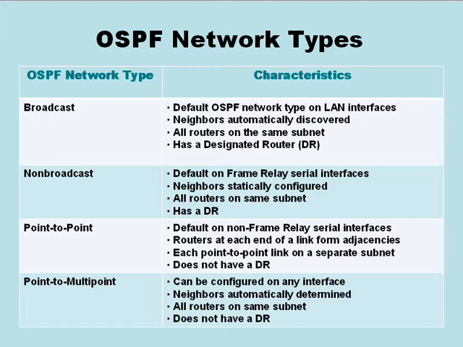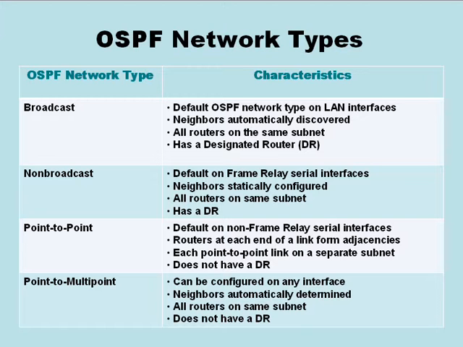This is not a default network type for an interface, but it can be configured on any interface. Here, the neighbors are automatically determined, so we don't have to statically configure those. All routers are part of the same subnet, and we do not have a designated router.